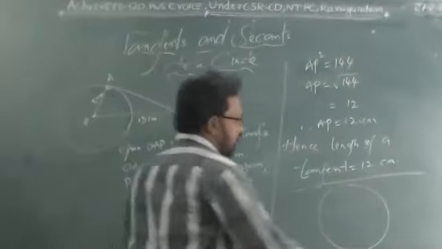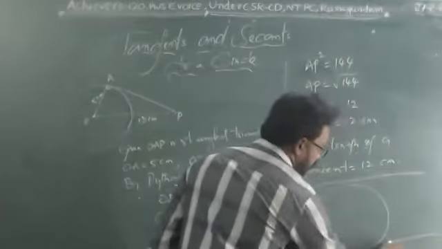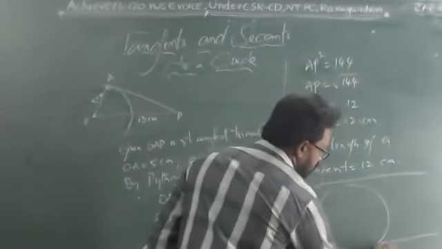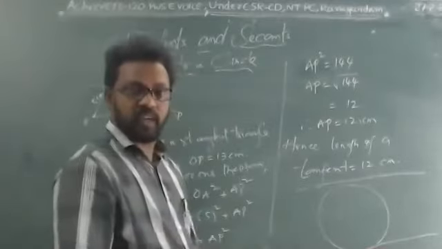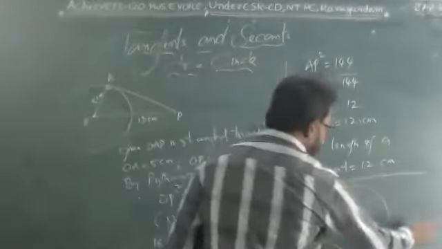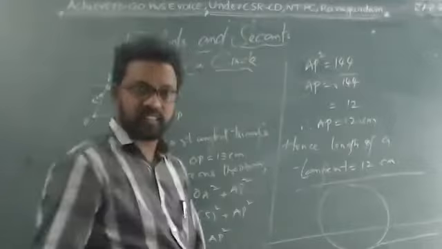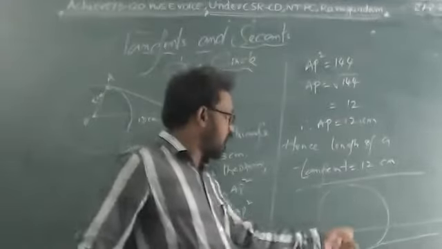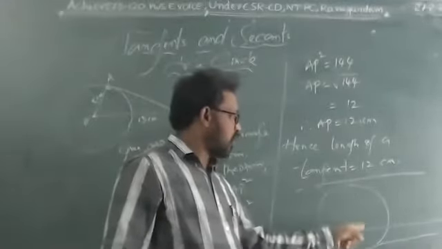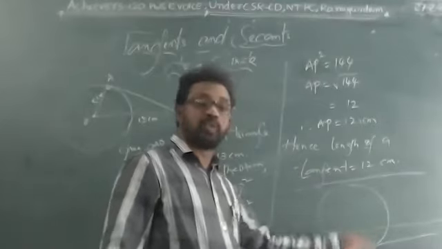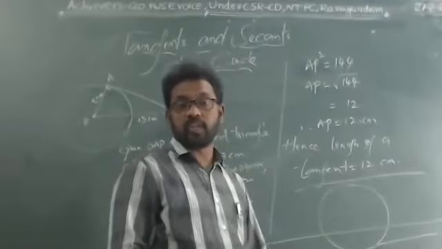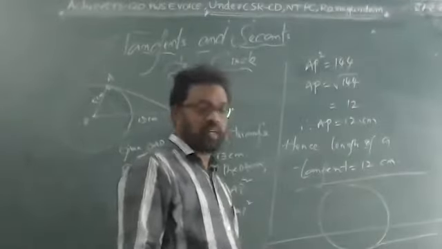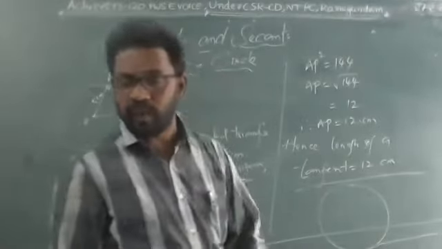See here, this is a tangent which is parallel to this line. And you can also draw a secant, which is this one. Yes, we can draw it parallel to this line. One is a secant, the other is a tangent, which are parallel. Okay, children. So like this you can do. Tangents and secants are very easy.